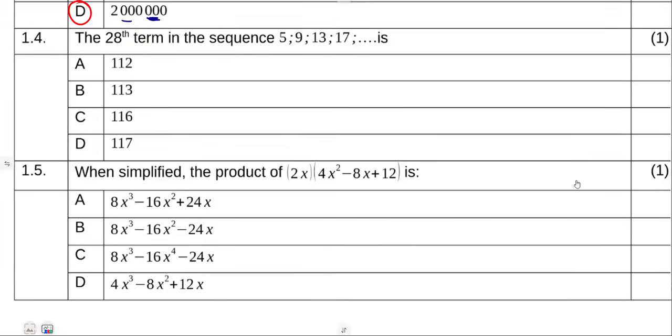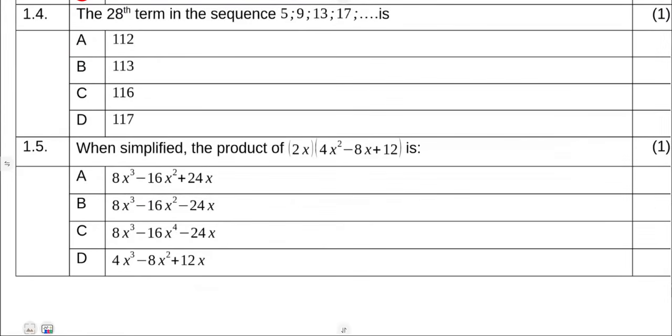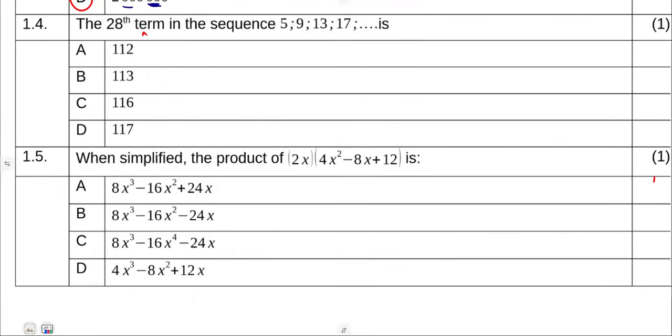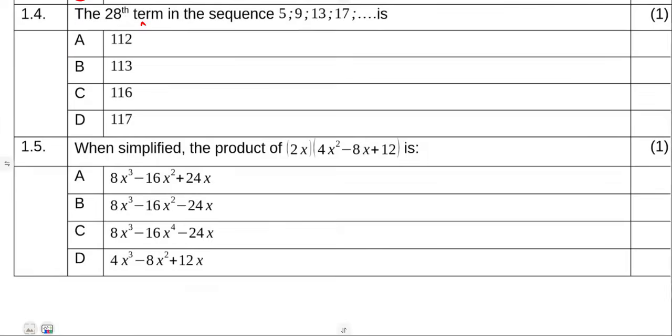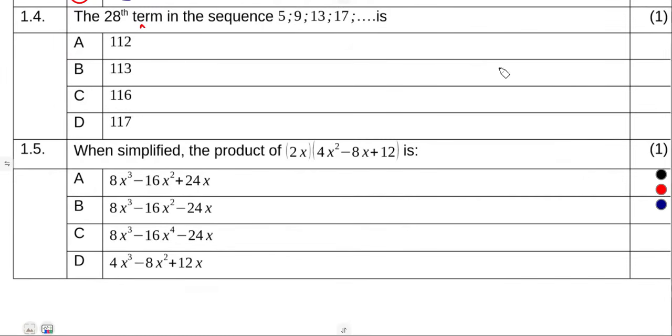All right, 1.4. The 20th term in the sequence. In this sequence, guys, it was going to be difficult for you to list up to the 20th term. You list like 5, 9, and so on up to the 20th term. It was going to be difficult, actually, to do that. But the easier way is simply to determine the Tn, the general formula.